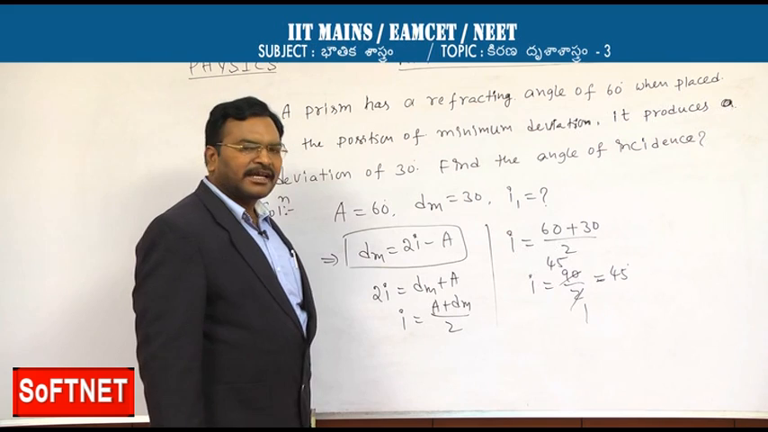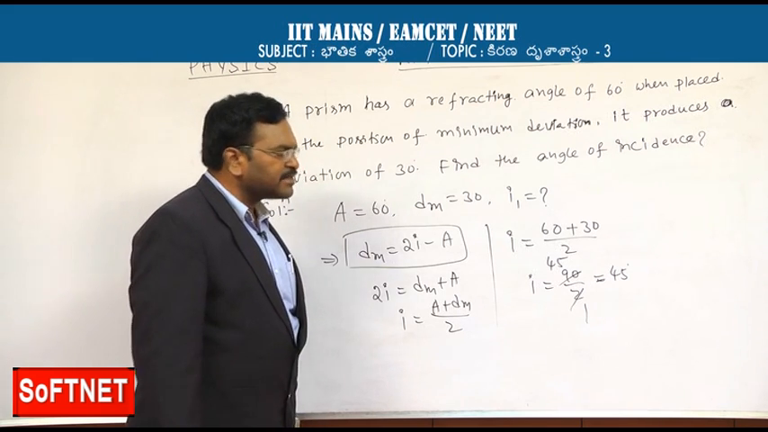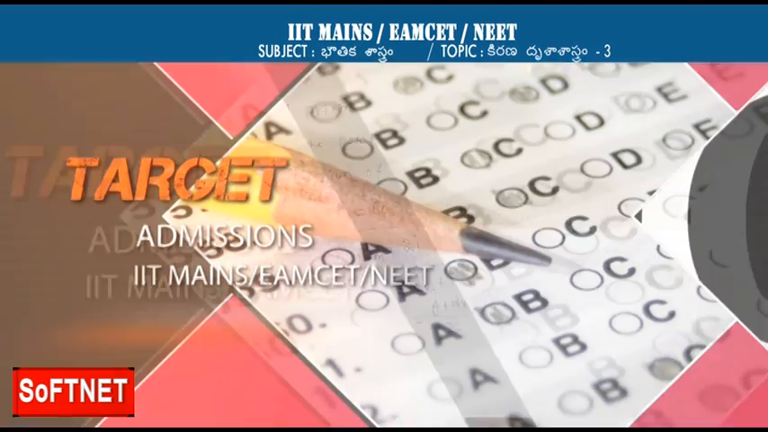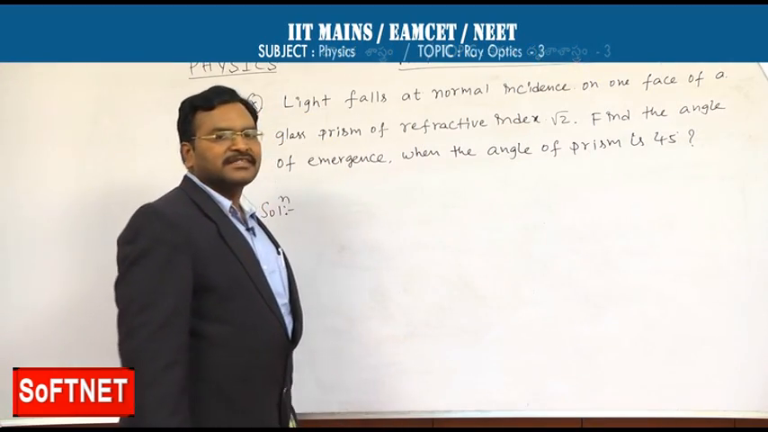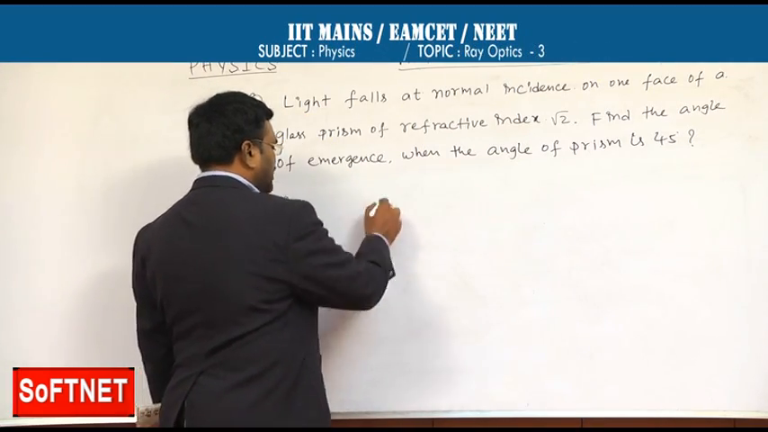Here I represents what? Angle of incidence only. Angle of incidence is 45 degrees. Angle of emergence also 45 degrees. Light falls at normal incidence. Already I told that, normal incidence.